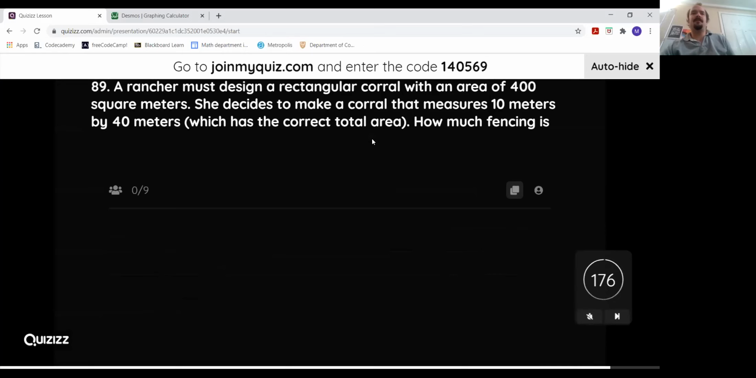Okay, so this one is pretty straightforward. It's a rancher. He's got to design a rectangular corral, an area of 400 square meters. So we have a set area. She decides to make a corral that measures 10 meters by 40 meters. How much fencing is needed for this corral? Have they found the most economical solution? So we've gone over this already. Obviously that is not the way you want to construct it. So how do they want to construct the corral? Can you find a way that still gives you the 400 but gives you fewer meters?